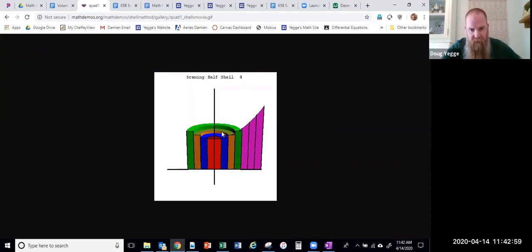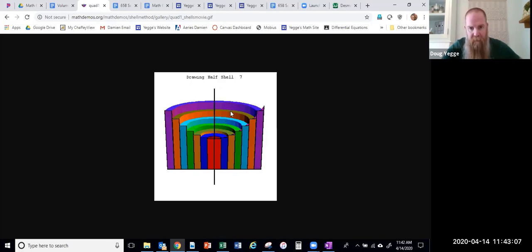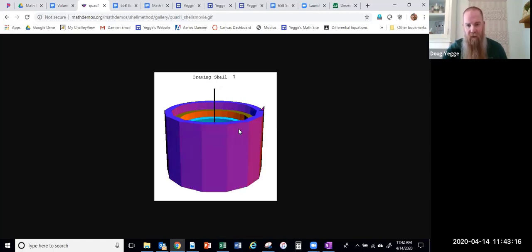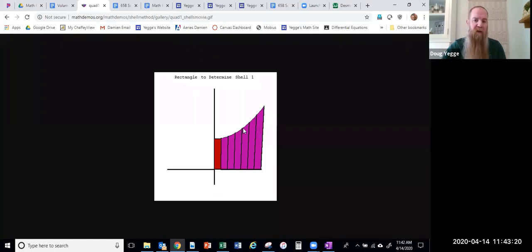Look at how there's this tiny little gap between these, and now a tiny little gap here, and a bigger gap here, and a bigger gap here. And now way up here, there's a bigger gap. The reason for these gaps is simply that the height is going to change in every single shell. So our goal is to find the volume of each shell and add all the shells up.